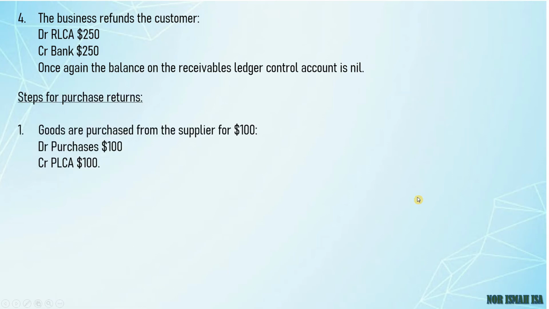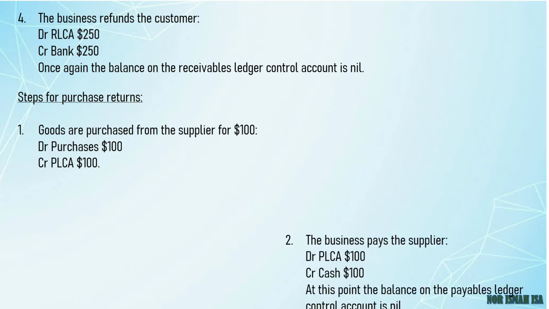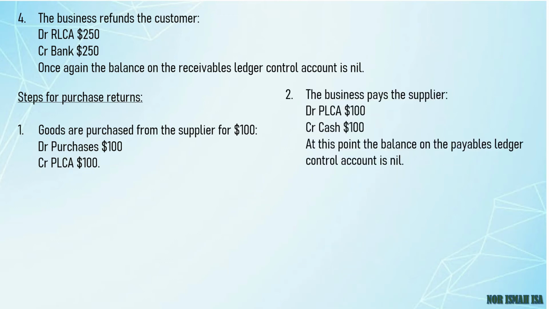So this is the step for purchase return. The first step is goods are purchased from the supplier for $100. So you will debit purchases, credit payable ledger control account with the same amount, which is $100, and then the business pays the supplier. So the entry will be debit payable ledger control account, credit cash with the same amount, $100. At this point, the balance of the payable ledger control account is 0.